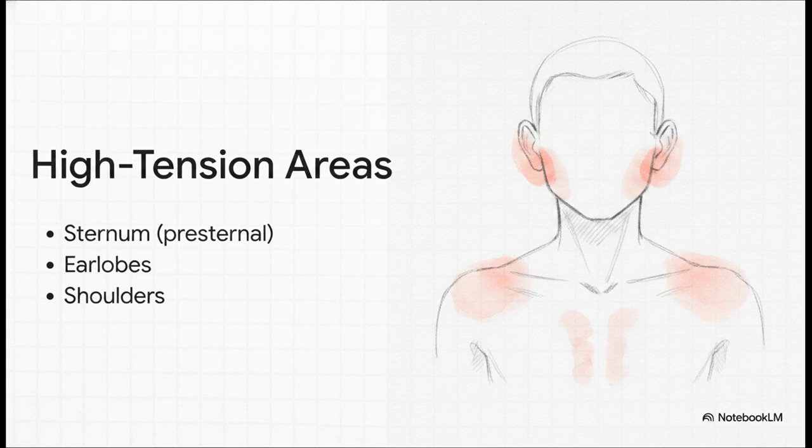Your exam pearl here is straightforward but absolutely crucial. High tension areas are highly keloid prone, so the absolute most common site is the sternum, specifically that pre-sternal area. Other high-risk zones to watch out for include the earlobes, the shoulders, and the upper back.